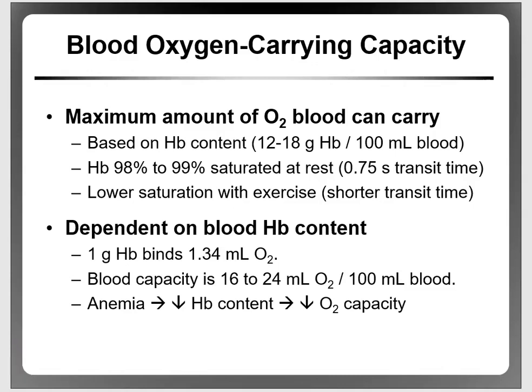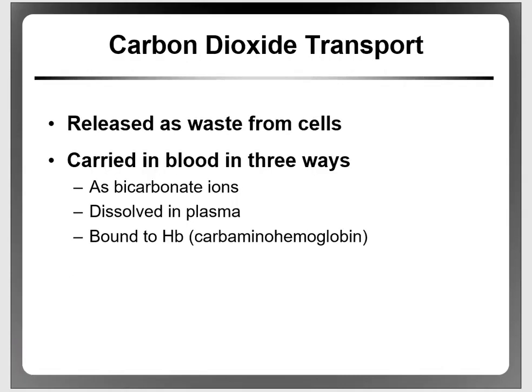Okay, so let's move on to carbon dioxide transport, which happens by 3 different ways. So remember, carbon dioxide is the waste product. That is being released from the cells, from the tissues, and it needs to be gotten rid of away from the cells and out of the body. So there's 3 ways that carbon dioxide can be transported.